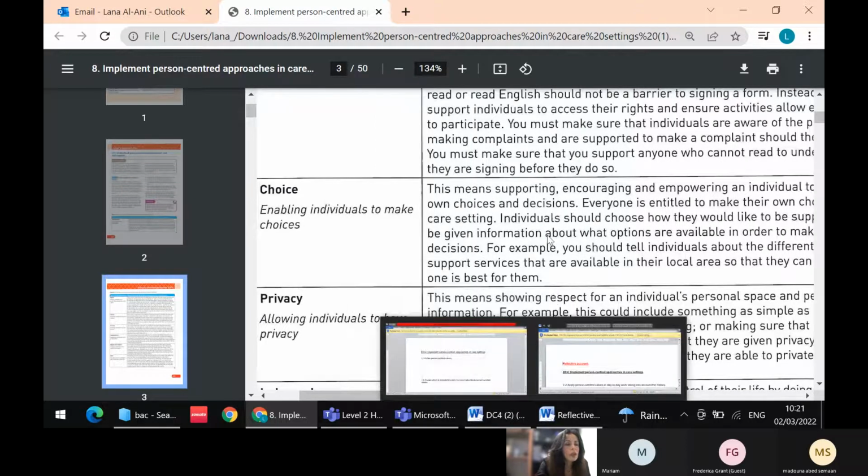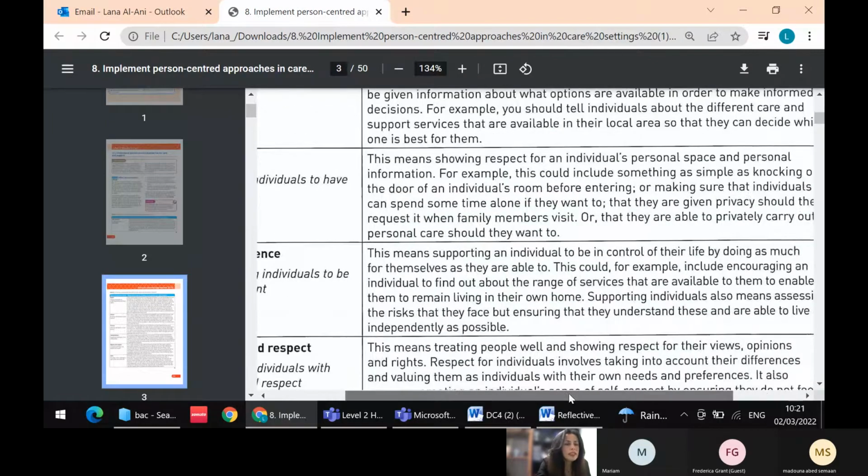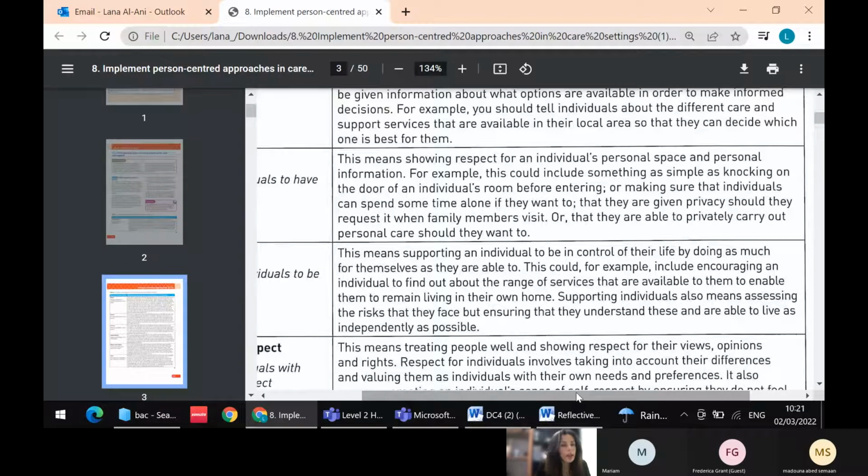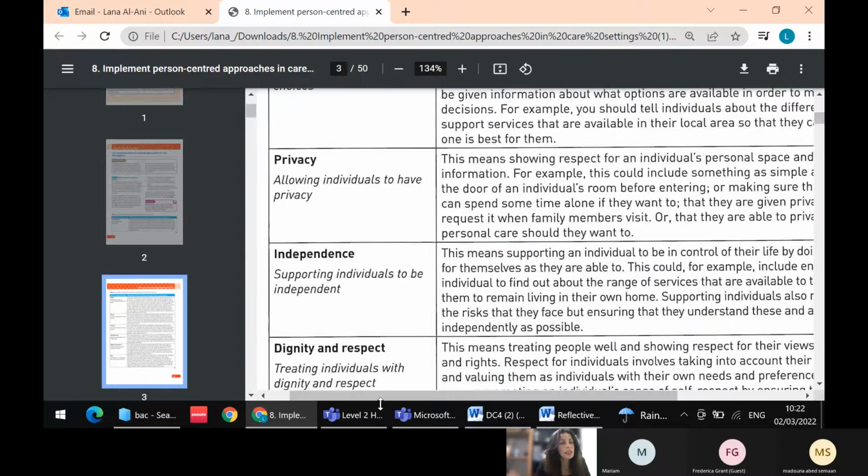And also privacy. What does that mean? You respect an individual, you give them all the information they need, but also you give them space. You could include something simple, for example, you knock on their door before you enter. That's very important. You leave them in the bath if they don't want assistance. This is their choice. You just stand by the door waiting for them. They have their options, they have their choices. So whatever their choices, we follow them. And one of these choices is, if they need their privacy, we give them privacy.